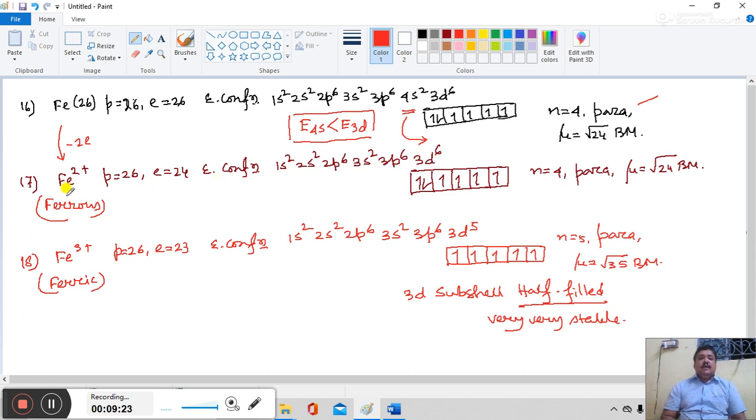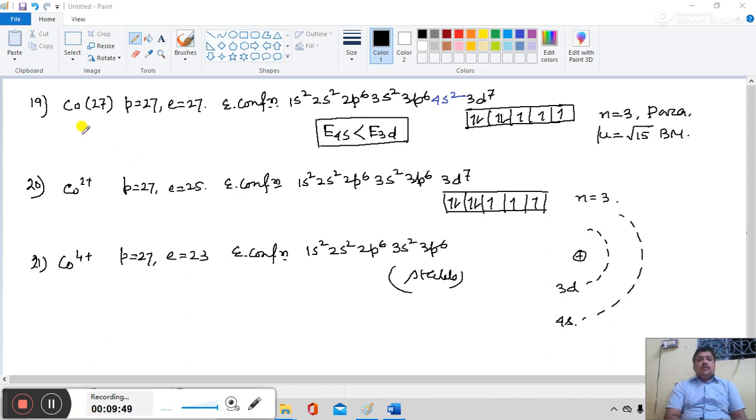And Fe, by releasing 1 more electron, converts to Fe3+, named ferric cation. Its configuration is 1s2 2s2 2p6 3s2 3p6 3d5. Here the 3d subshell is half filled and is very stable. So between ferrous and ferric, ferric is more stable.